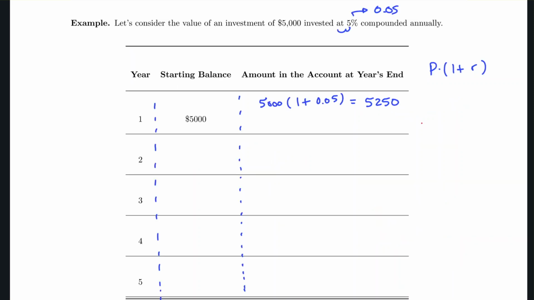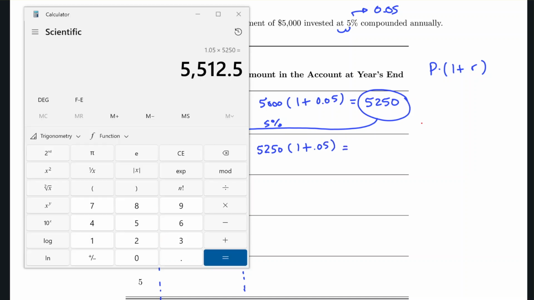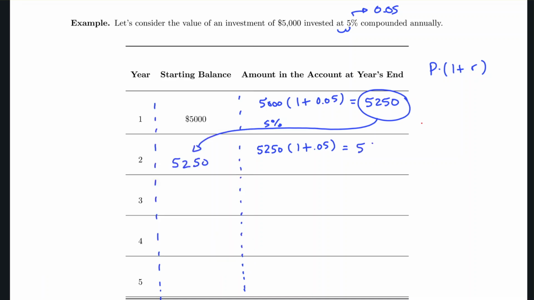So for the next year of growth, we no longer are just getting 5% interest on this $5,000. We're getting 5% interest on this new value, 5,250. So then to use that formula, that becomes your new principal. And we would get $5,512.50. And then for year 3, that becomes the new principal that we gain interest on.